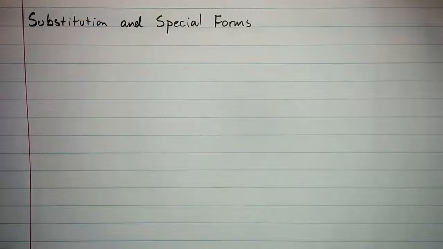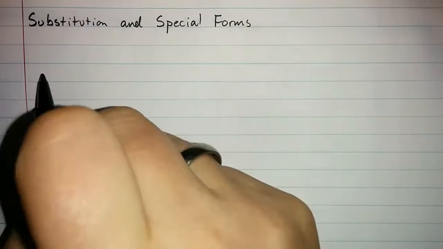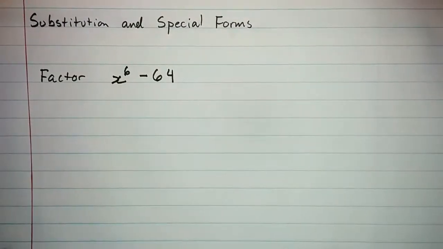Now, when we're working with special forms, we're pretty much always unconsciously doing substitution, just substituting into the form. But sometimes we need to make choices. Like, what if I asked you to factor the polynomial x to the sixth minus 64? Well, you'd have two choices, right?